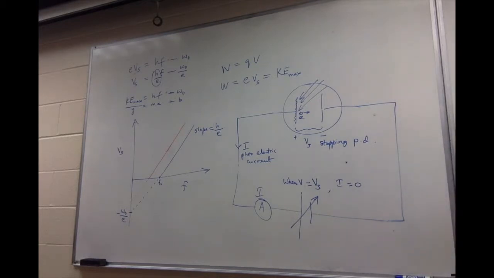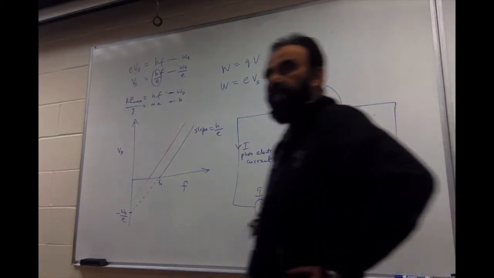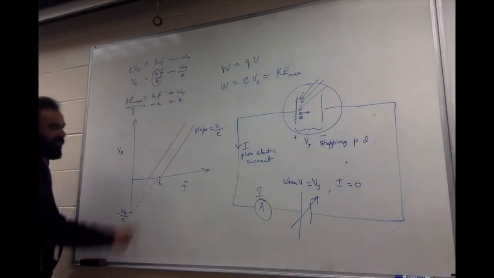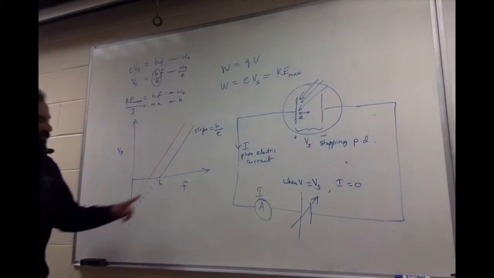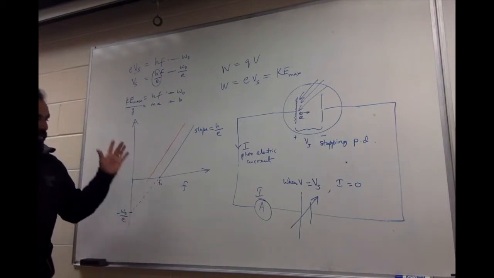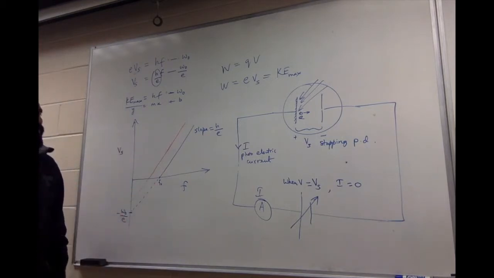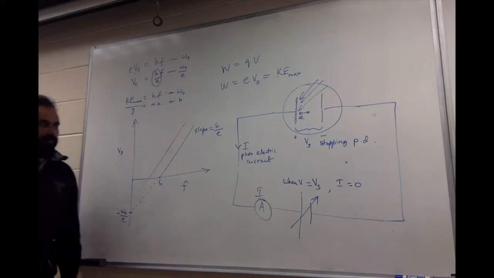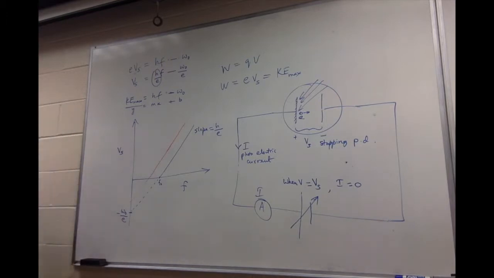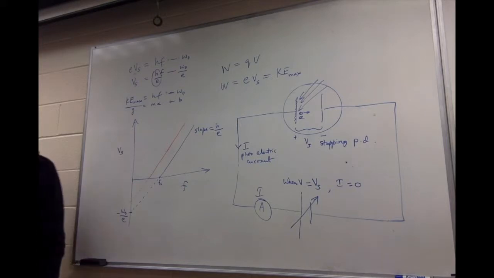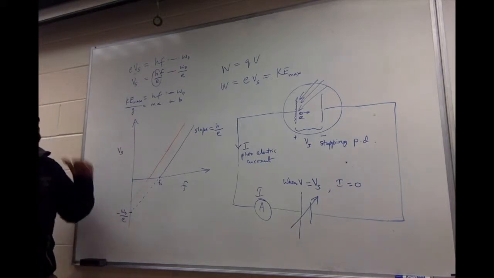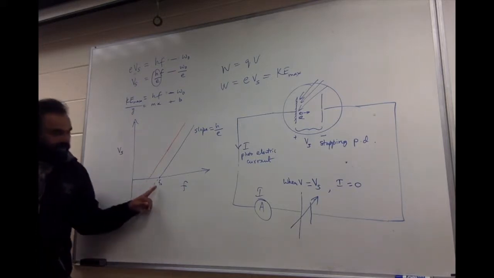It's still F naught, or the intersection. Yeah, all that stays intact. That's F naught, the threshold frequency, that stays the same thing. So now let's focus on this graph.